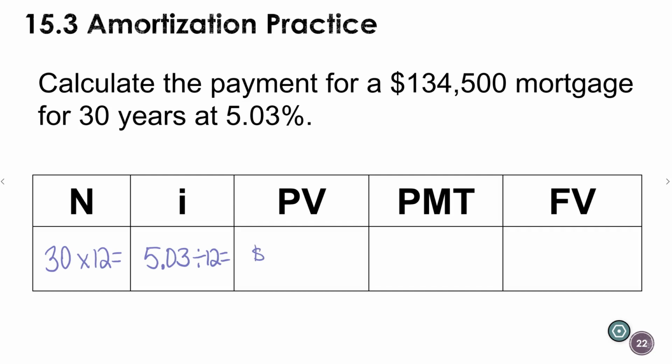Our present value is our loan amount of $134,500. And then you're going to put that in present value. Our future value is 0. I always like to put 0 in just to be on the safe side. And then we're going to compute our payment.